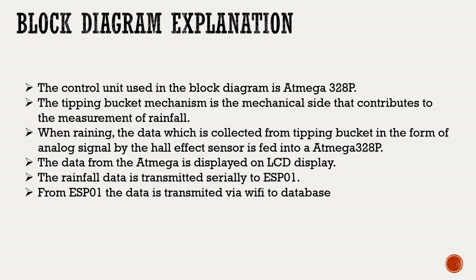As said earlier, the control unit used in the block diagram is Atmega 328P. The tipping bucket mechanism is the mechanical side that contributes to the measurement of rainfall. When raining, the data which is collected from the tipping bucket in the form of analog signal by the Hall effect sensor is fed into an Atmega 328P. The data from the Atmega is displayed on LCD display. The rainfall data is transmitted serially to ESP01. From ESP01, the data is transmitted via Wi-Fi to database.